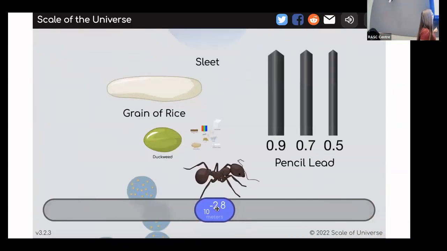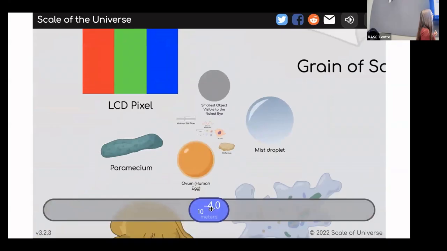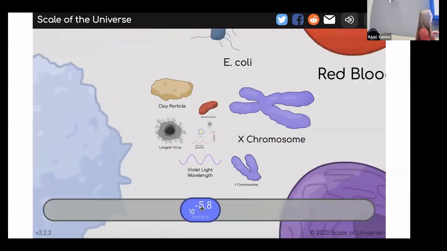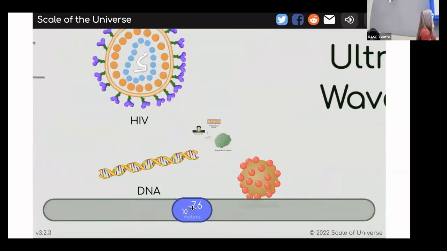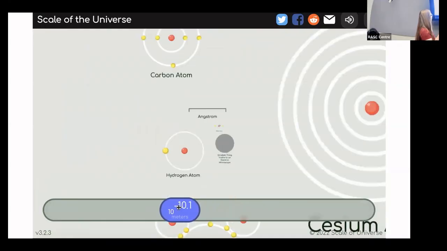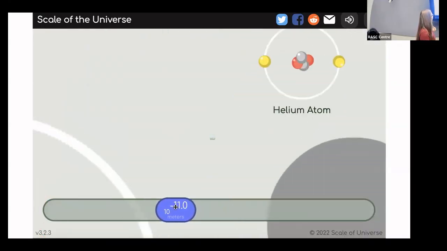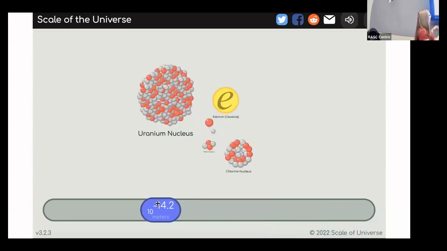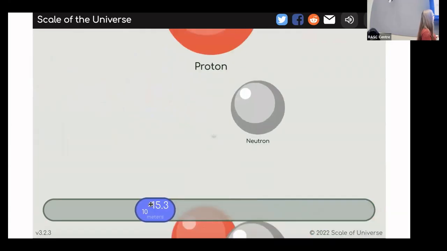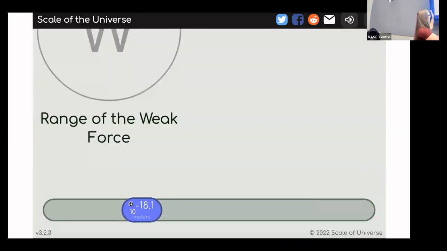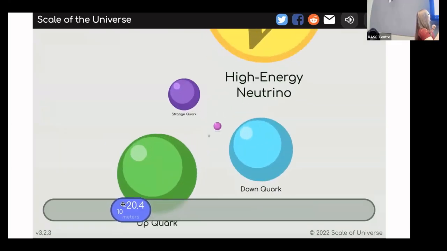We're past human scales. Now we're down to an ant size, LCD pixel, infrared wavelengths, blood cells. Keep going. DNA, keep going. All the way down. Now we're at the atom. Keep going. Oh, wow. All the way down to a gamma ray wavelength. Keep going. An electron, a nucleus. Let's keep going. All right, there's something that I don't want to explain, and here we are.